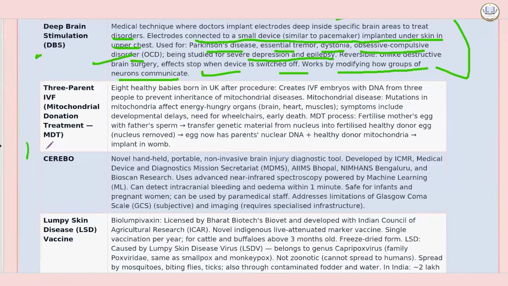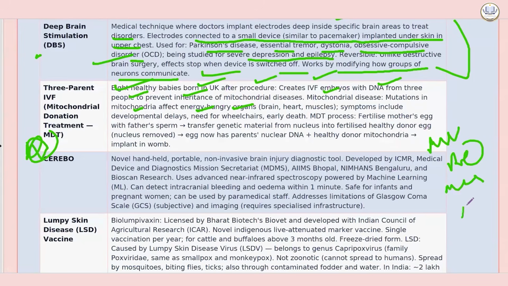Then we have IVF technology. Eight healthy babies were born in the UK after a procedure that creates IVF embryos with DNA from 3 people to prevent inheritance of mitochondrial disease. Mitochondrial disease happens when a mutation in mitochondria affects energy-hungry organs like the brain. The brain is an energy-hungry organ, and so are the heart and your muscles. Symptoms include developmental delays, need for wheelchairs, early death.